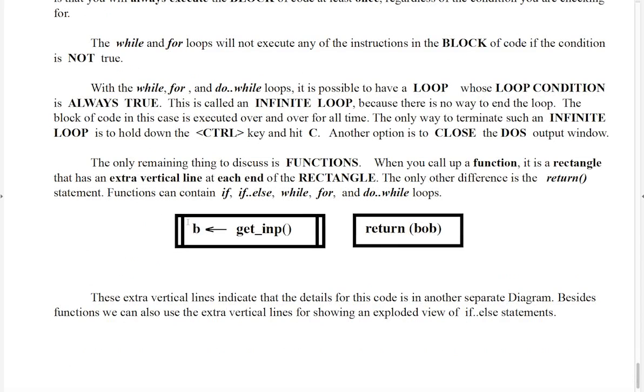This is how we specify a function call. We put an extra bar here just to indicate that that's a function. These vertical lines here indicate that the structure diagram for this is somewhere else.